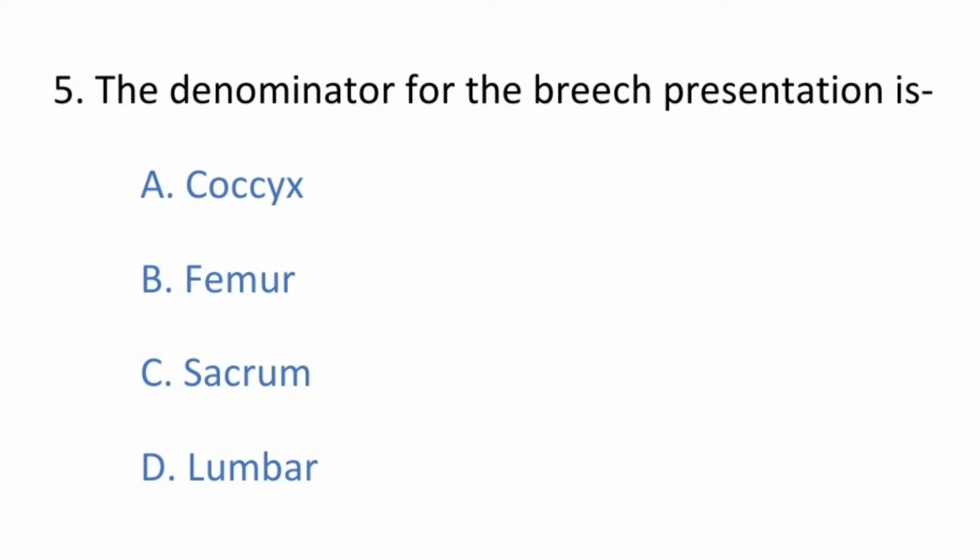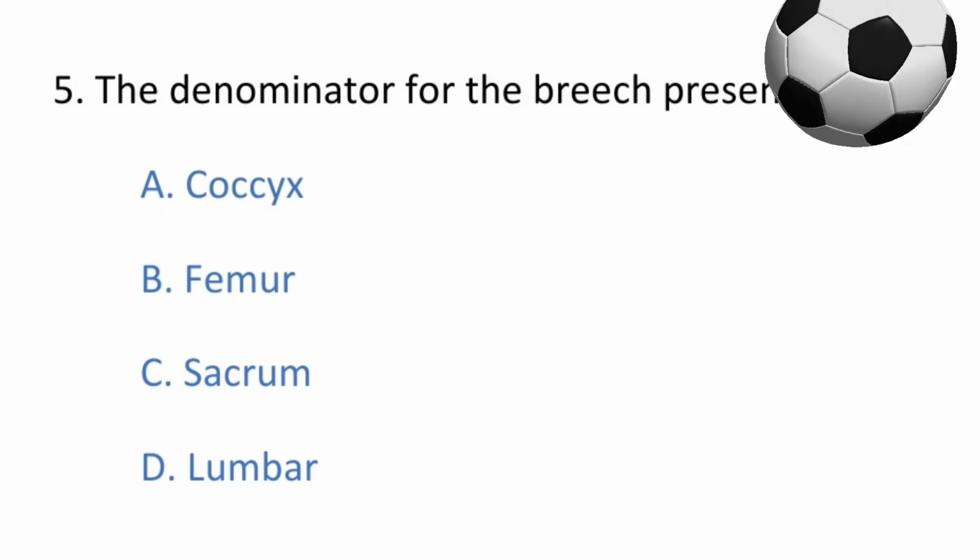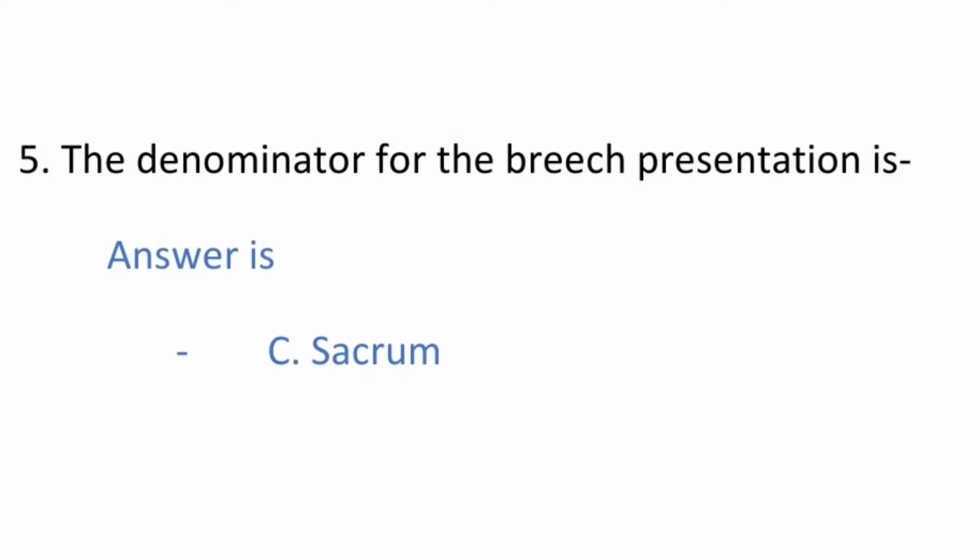Moving on to question number 5. The denominator for the breech presentation is, options are number A, coccyx, number B, femur, number C, sacrum, and number D, lumbar. Answer to our question will be the denominator for the breech presentation is option number C, sacrum.